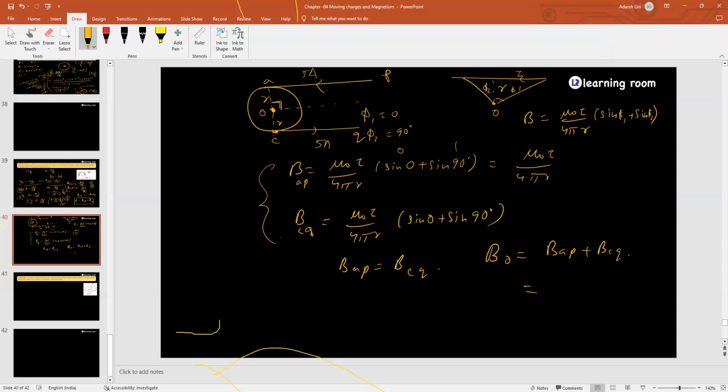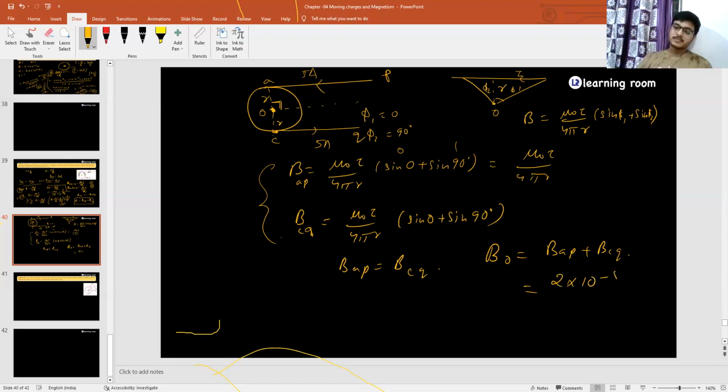Is it 4 into 10 to the power minus 5? No. A bit close. Check your calculations again. So 2 into 10 to the power minus 5. Yeah, 2 into 10 to the power minus 5. So what is this? Mu naught upon 4 pi, the value is 10 to the power minus 7. Current is already given, that is 5 ampere. And the radius is how much? Radius is 10 centimeter, that is 0.1. Right?